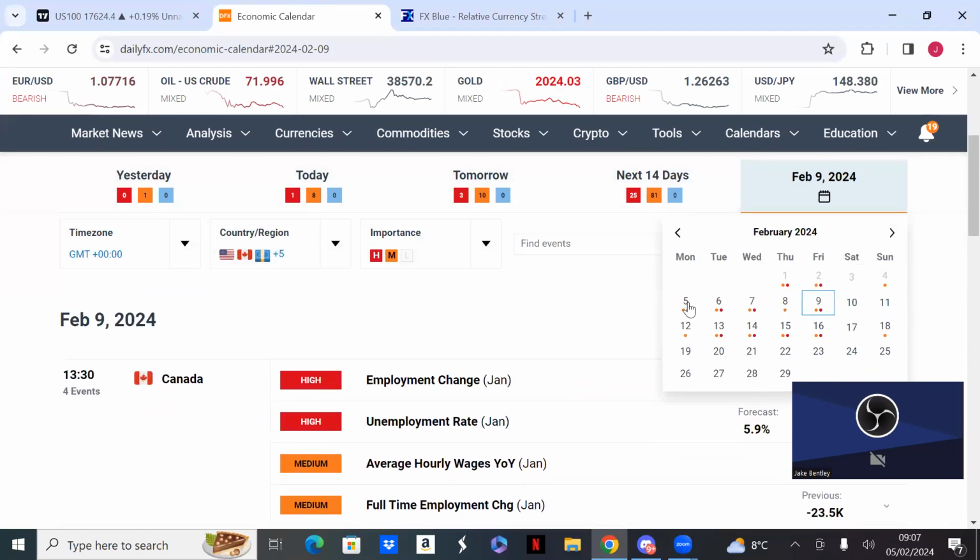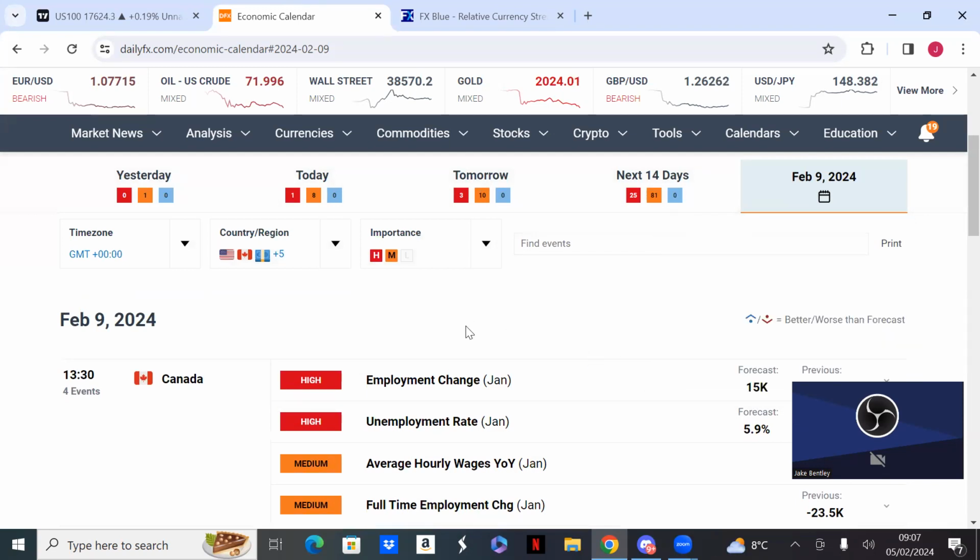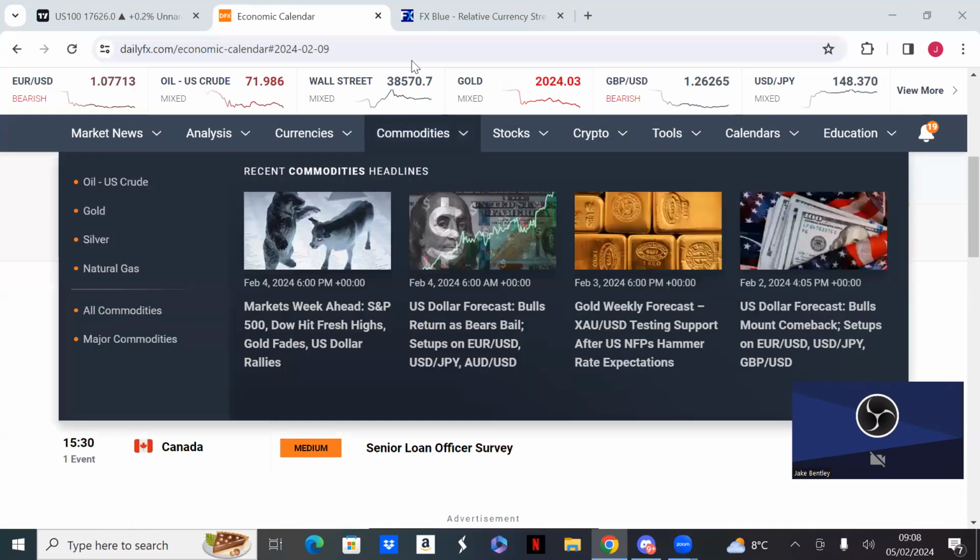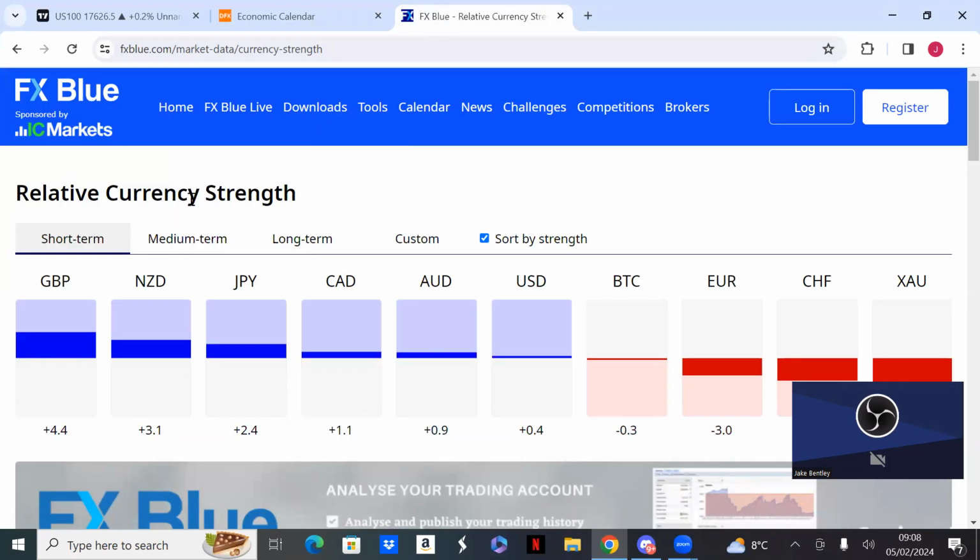It's not really too bad. Nothing too crazy. Nothing that we really need to watch out for. So it should be pretty clean. Usually weeks like this, we can get some really good moves. So let's go to the FX Blue.